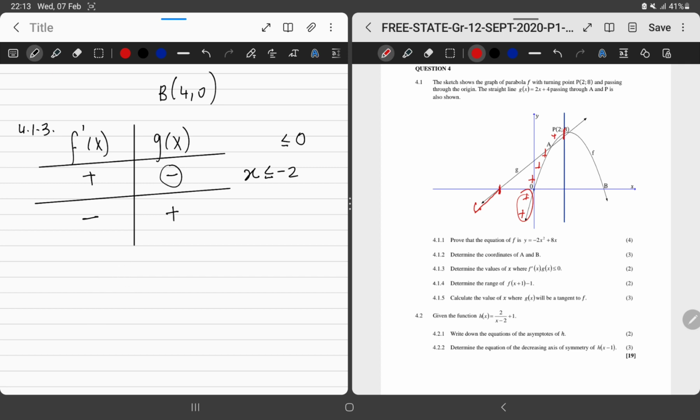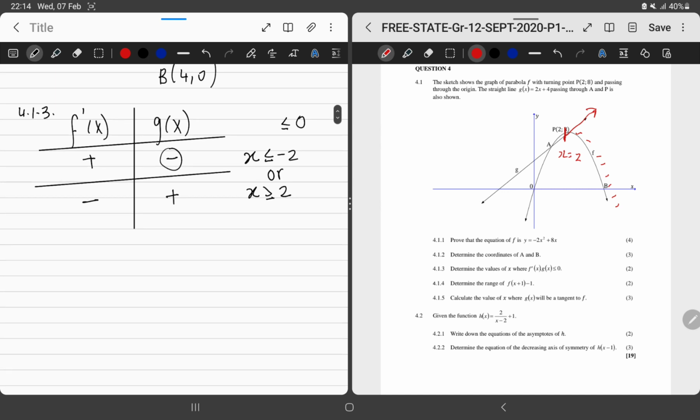And then now I'm looking for when f of x, the gradient is negative. The gradient is negative from this way. So this is negative, and then the g of x must be positive. So from this point going this way, the x value there is equal to 2. So this will be x should be greater than or equal to 2. Those are my solutions.